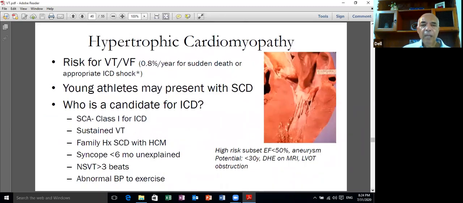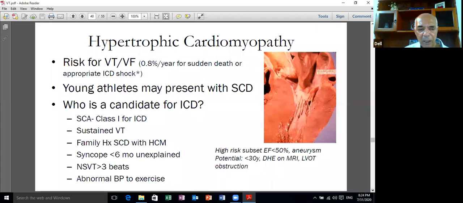Now we move to the other type of cardiomyopathy, hypertrophic cardiomyopathy, a very eminent cause of death in athletes or young age in the general population. Now, who requires an ICD? For secondary prevention, there is no disagreement. Patients with sudden cardiac arrest or sustained ventricular tachycardia have a class 1 indication.